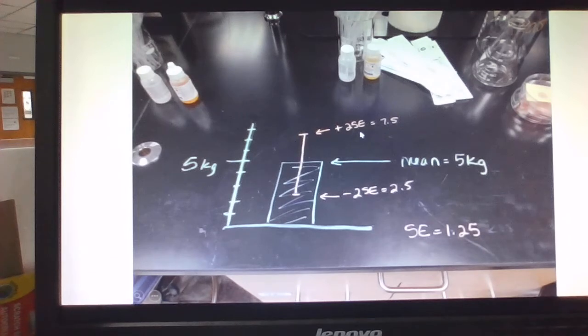Because it's plus 2 standard error of the mean, I take my standard error and I add it twice. So 5 plus 1.25 plus 1.25 gives me a plus 2 SE of 7.5. Then I subtract it from 5 twice. So 5 minus 1.25, and that minus 1.25 gives me 2.5. That tells you where your standard error bars should begin and end.